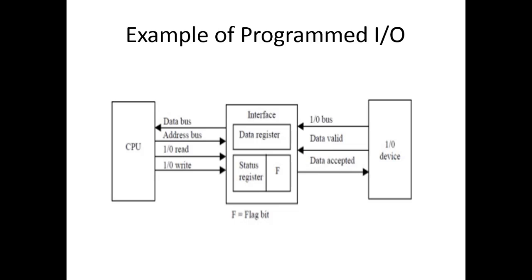To provide communication paths between the given I/O device and the interface, a data bus, which is actually an I/O bus, and a control bus is used. As you can see here, data valid and data accepted signals are communicated between the interface and I/O device. So we can say that a two-wire handshaking mechanism is used here for communication. Interface register is assumed to have some set of data registers and status registers. Here each status register consists of one flag, which is named as F in this diagram.